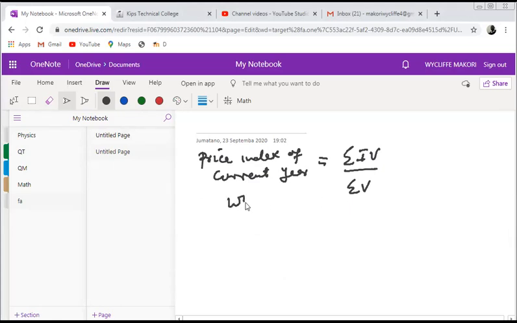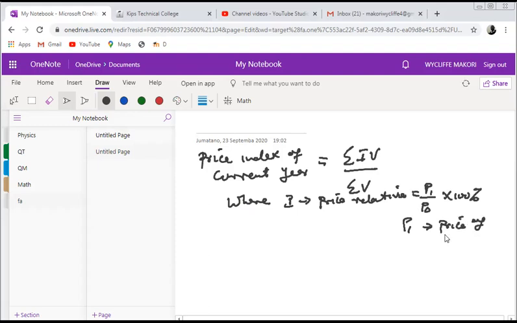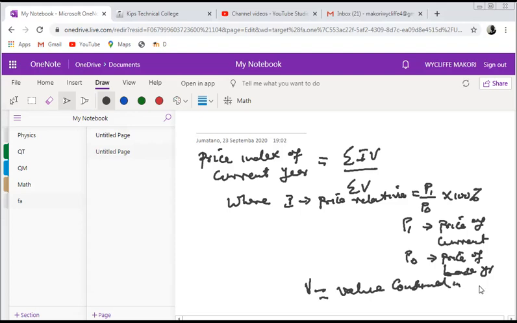And note that I is actually what we call the price relative, which is given by P1 over P0 times 100%, where P1 is the price of current year, and P0 is the price of base year. Then we have V here. V is given as the value consumed in base year, which is normally given by P0 times Q0. So to get V, you multiply P0 times Q0, and you will be able to get that particular value.